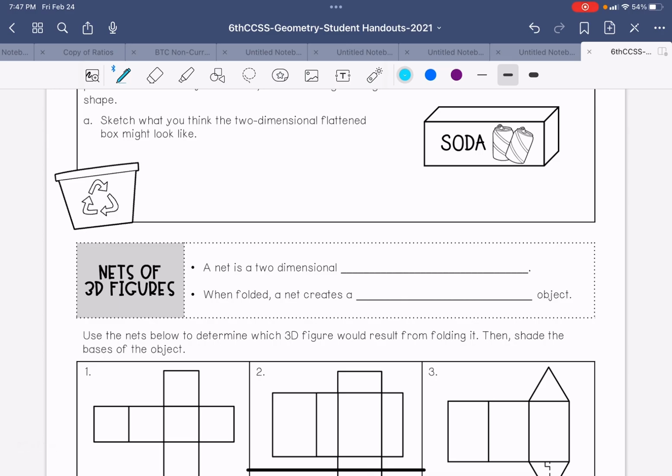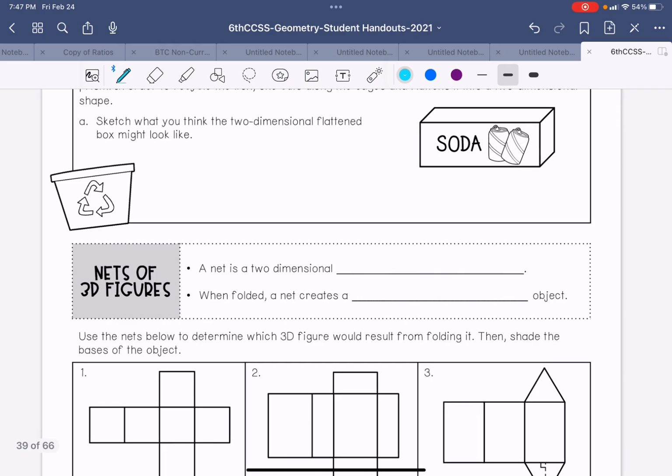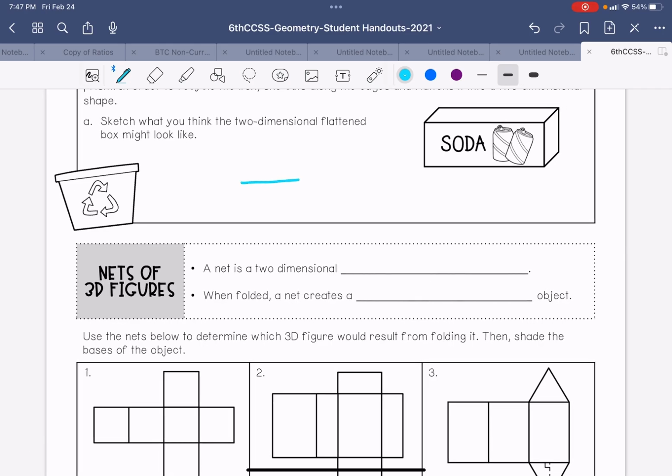Now, you know that I am not an artist, but if I were going to draw this, this would be what the bottom looks like. And these would be the ends here. And it would have 1, 2, 3 other parts. So it'd have 1, 2, 3, 4, 5, 6 different faces. That's what I think it looks like.